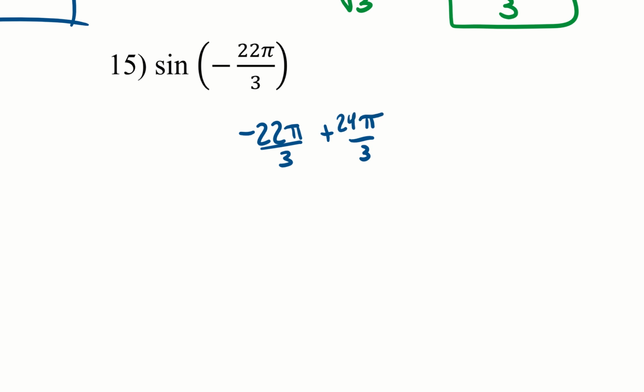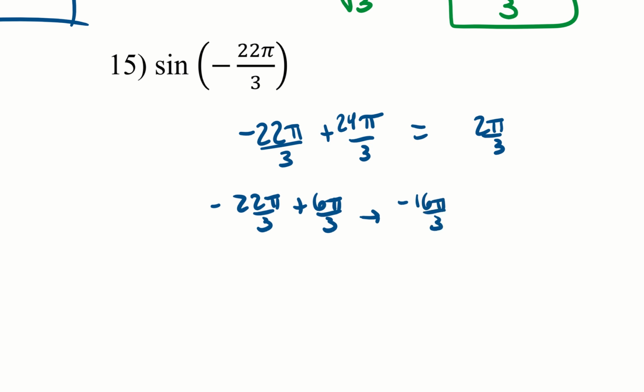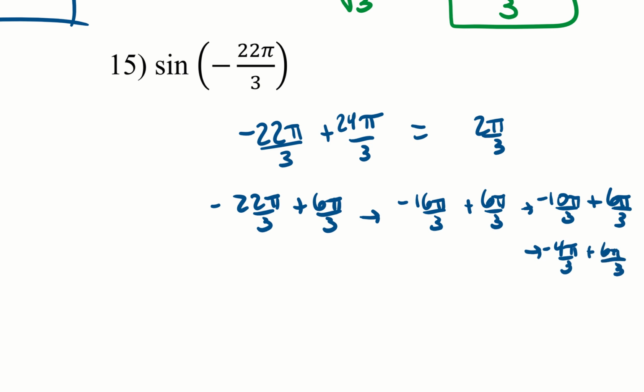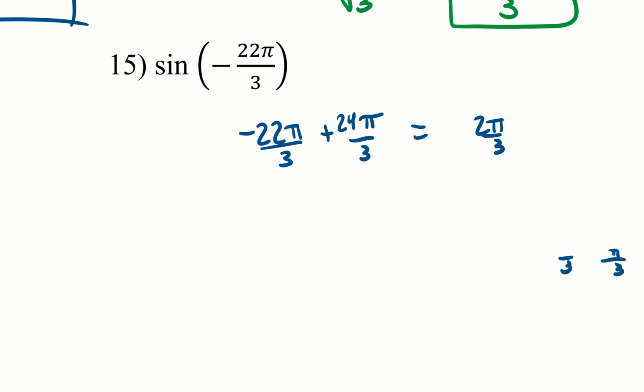Now you could do this one at a time if you wanted. So if you wanted to, you could add on 2 pi to get negative 16 pi over 3, and then add on 2 pi again to get negative 10 pi over 3, and then add on 2 pi again to get negative 4 pi over 3, and then add on 2 pi again. And that'll finally land you at that positive 2 pi over 3. So do that how you'd like, but we want to make sure that it's a multiple of 2 pi.